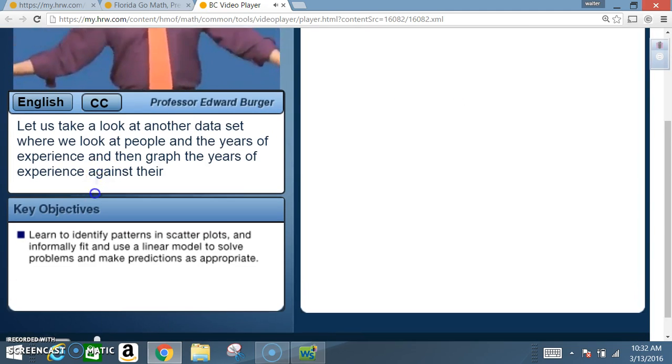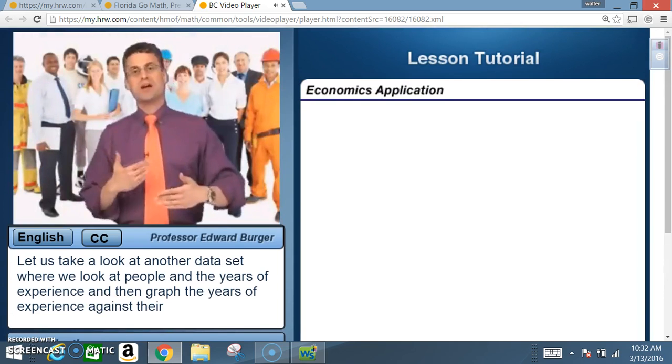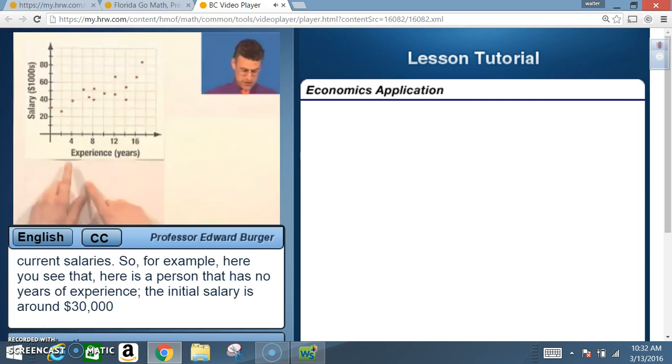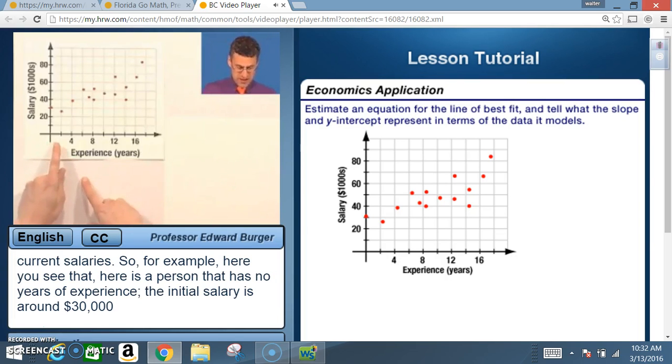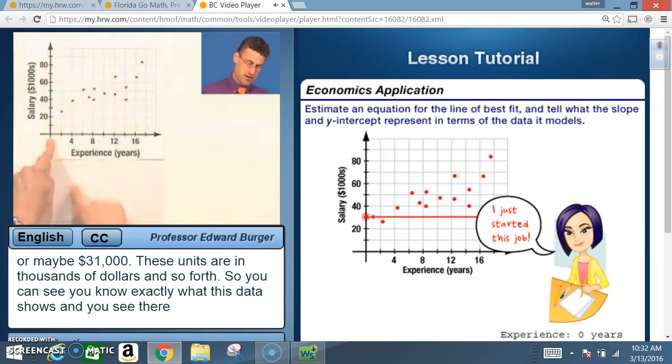Let's take a look at another data set where we look at people and their years of experience and then graph the years of experience against their current salaries. So, for example, here you see a person that has no years of experience. His initial salary is around $30,000 or maybe $31,000. These units are in thousands of dollars, and so forth.